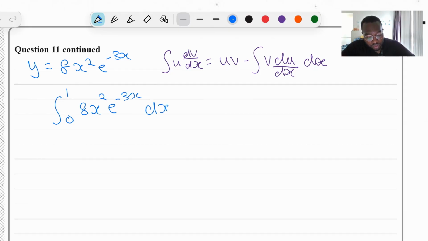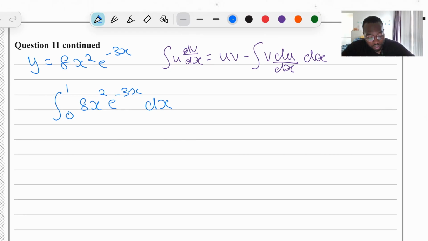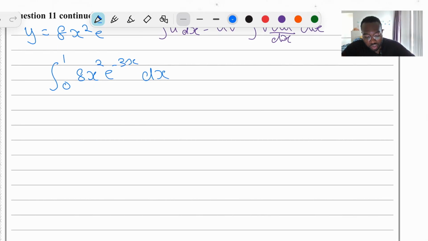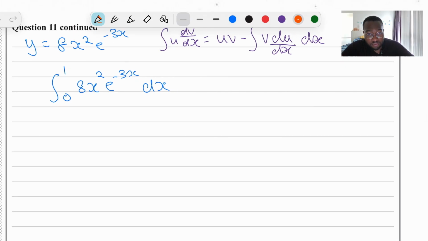That's all we need to do, is just integrate this. So if we use integration by parts, let's choose one of them to be our u value and the other to be our dv over dx value. So for our u value, let's choose the 8x squared.